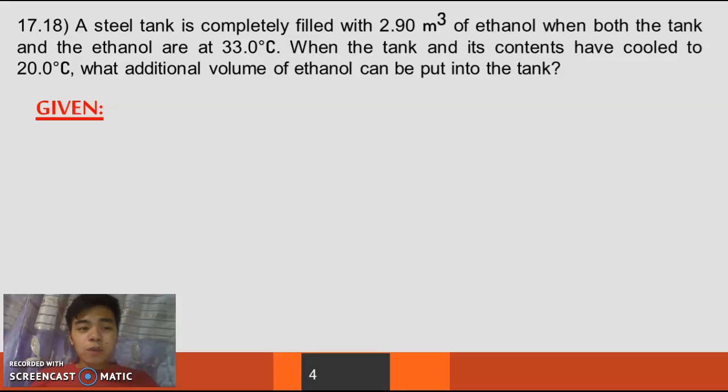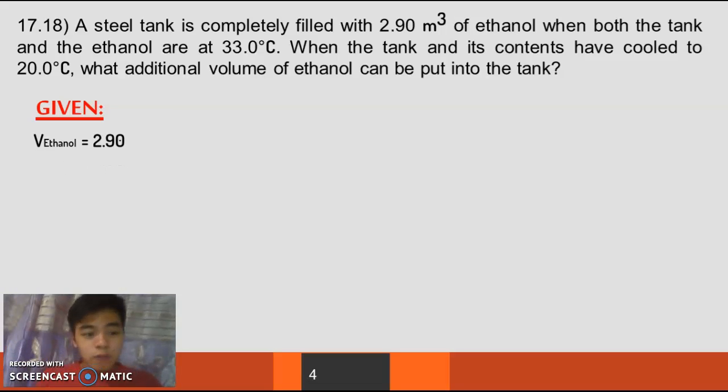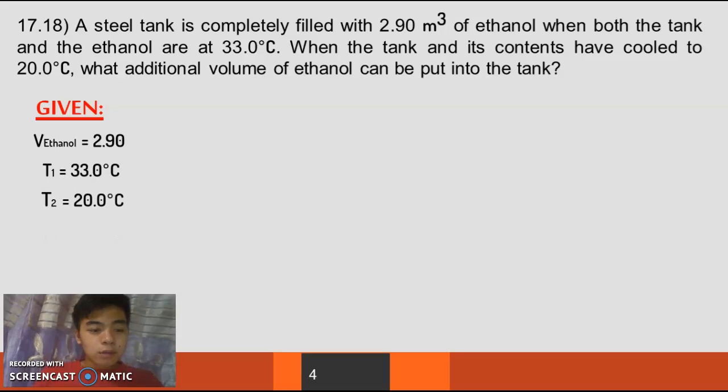For the second problem, a steel tank is completely filled with 2.90 cubic meters of ethanol when both the tank and the ethanol are at 33 degrees Celsius. When the tank and its contents have cooled to 20 degrees Celsius, what additional volume of ethanol can be put into the tank? For our given, we have a volume of ethanol, which is 2.90 cubic meters, a temperature of 33 degrees Celsius, and the second temperature, which is 20 degrees Celsius.